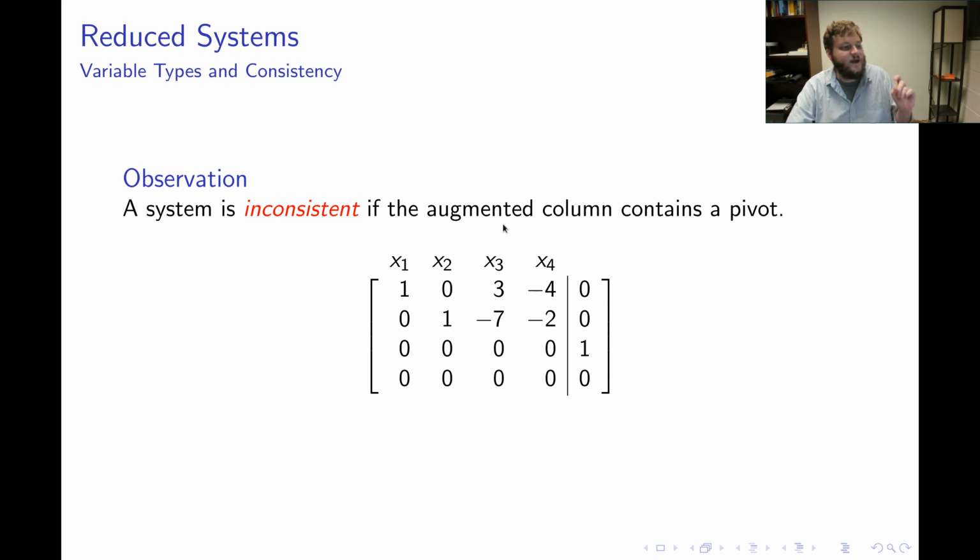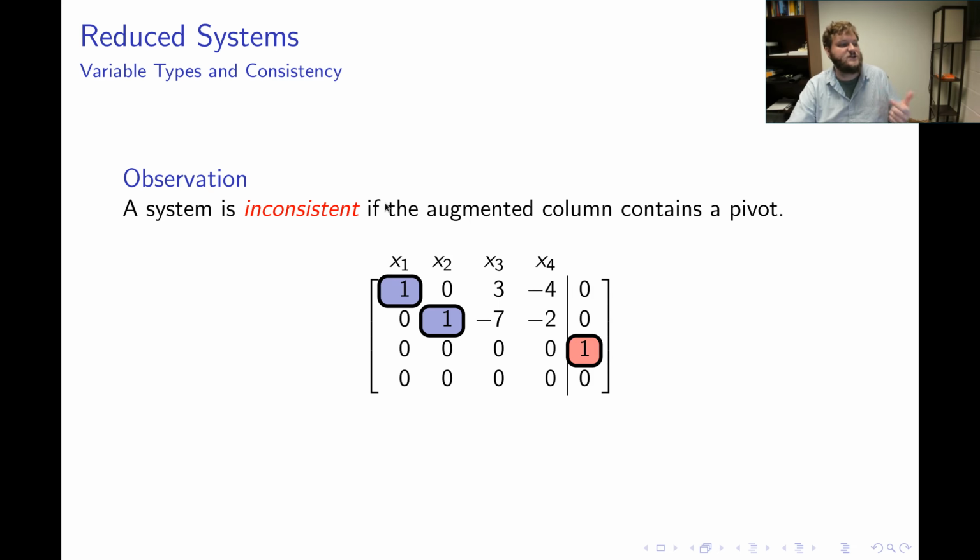Inconsistency occurs if there is a pivot in the augmented column of our reduced row echelon form augmented matrix. Here's an example illustrating the point. This is a perfectly good augmented matrix representing a system with 4 equations and 4 variables. I have 2 pivots in the coefficient matrix in the first and second columns. So under our previous naming convention, we would say that x1 and x2 are dependent and x3 and x4 are free variables. However, I'm not done analyzing this reduced row echelon form matrix because I actually have another pivot here in the last column. That's a pivot in the augmented column.